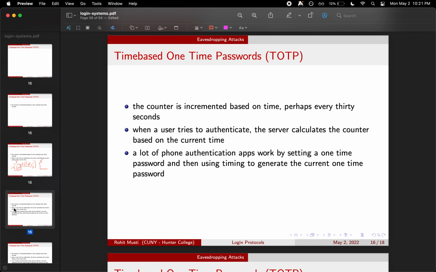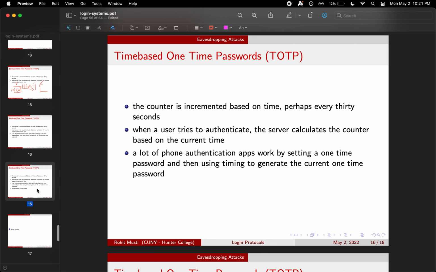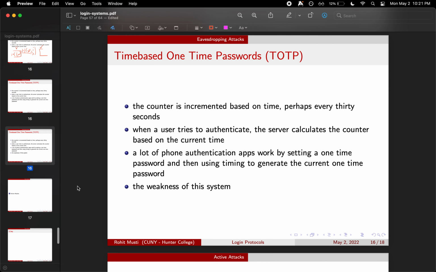Lots of phone apps work this way. The weakness of the system is that it requires this kind of time situation, and once you generate the password and you can figure out the timing function, it's got a weakness there. But it doesn't require synchrony, which is quite nice. But it does require secrets.